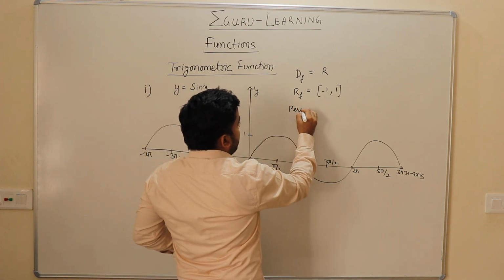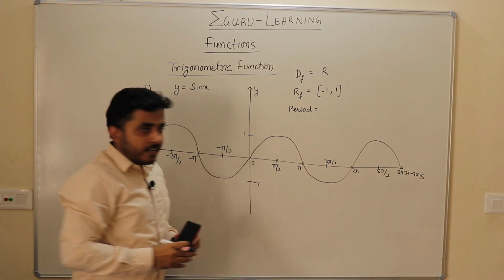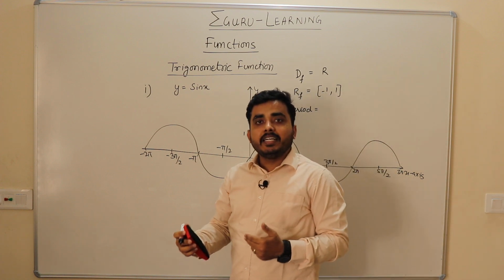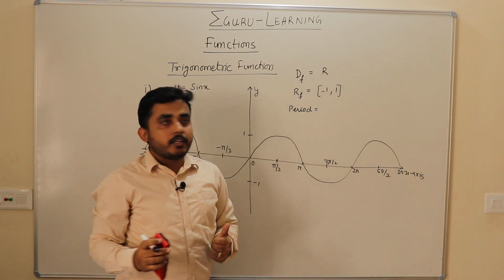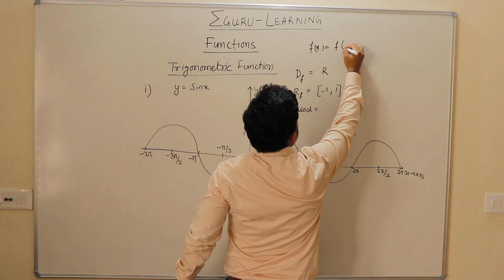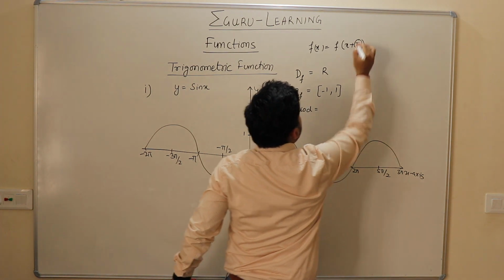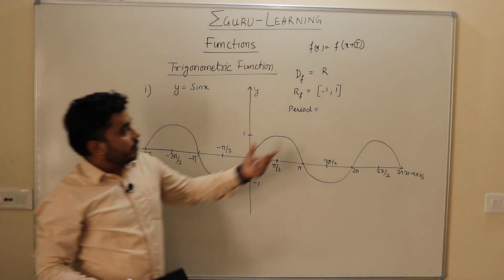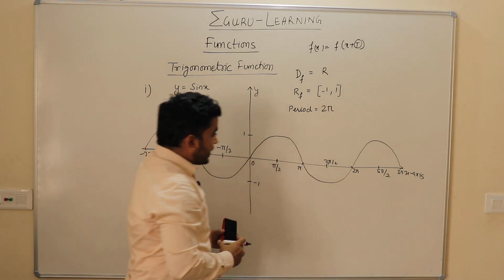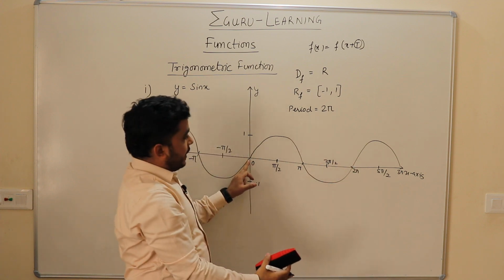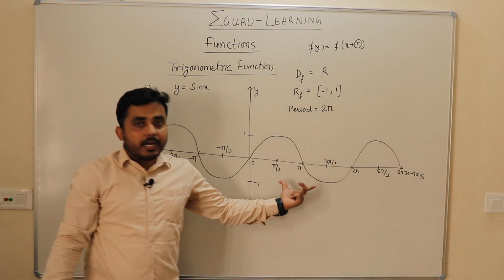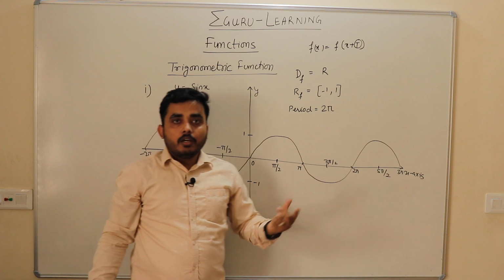Now let us talk about the period of this function. The period of a function is the interval after which the function repeats itself. That means if f of x becomes equal to f of x plus T, we can say that this T is equal to the period of the function. Now for y equals sin x, the period of the function is 2 pi. As you can see, the graph from 0 to 2 pi is shifted here, so this graph is repeating itself after every 2 pi interval. That means the period of this function is 2 pi.